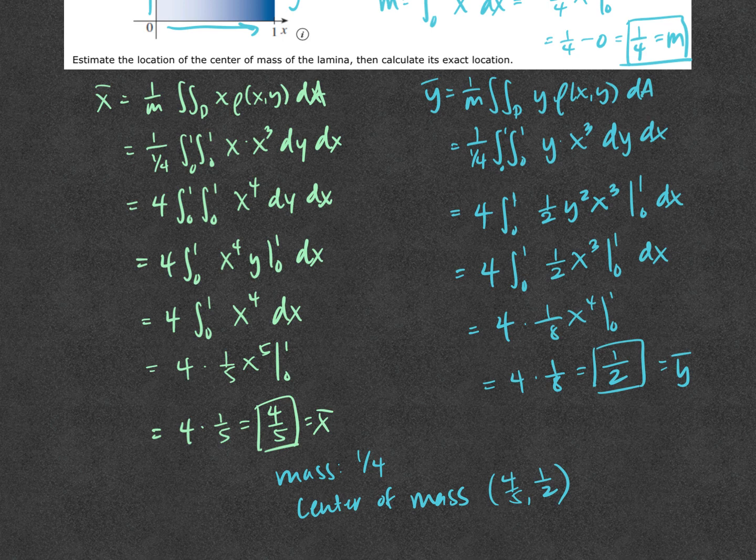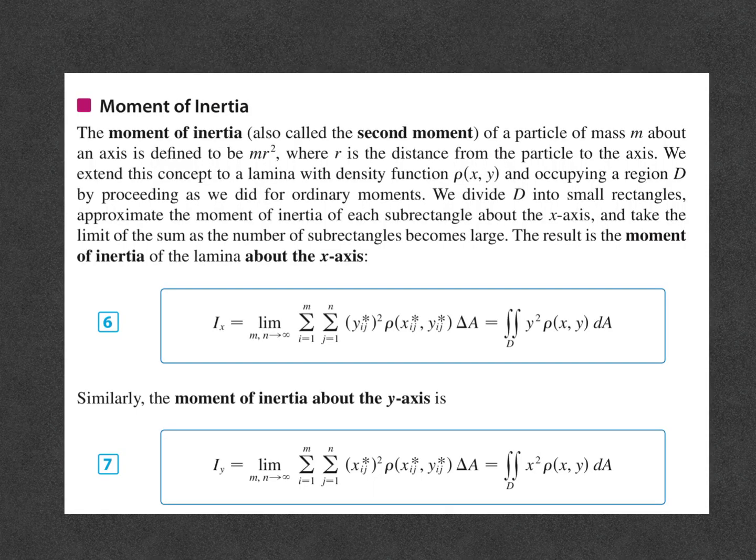All right, the last part of this section is inertia. So let's move into that. The moment of inertia is also called the second moment, and it's the moment of a particle of mass m about an axis. It's defined to be mr squared, where r is the distance from the particle to the axis. So that's important. We're going to move this into the concept of the lamina with a density function.